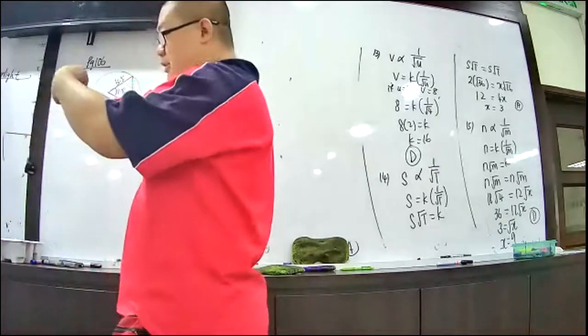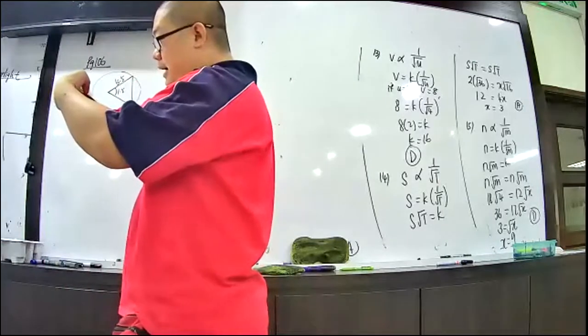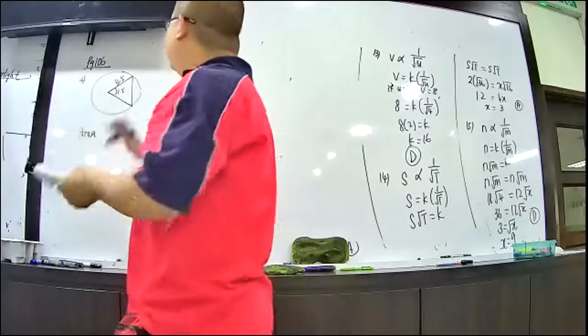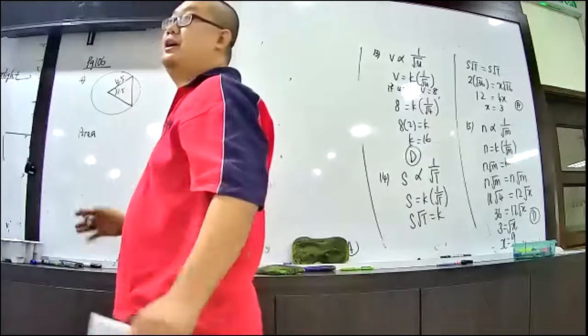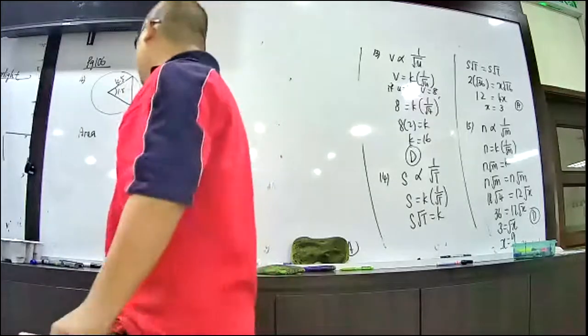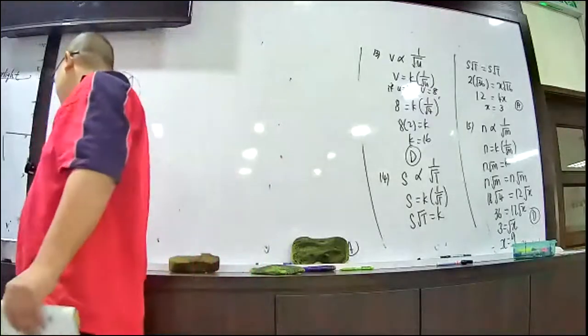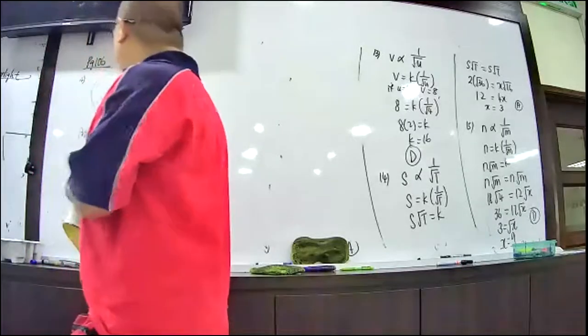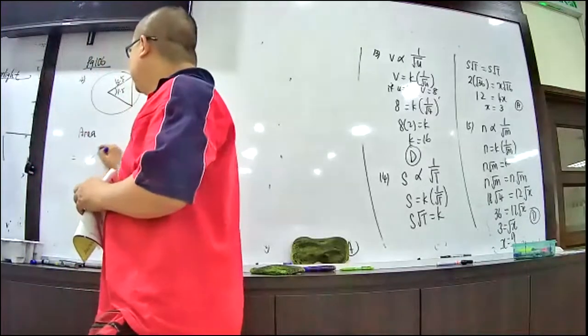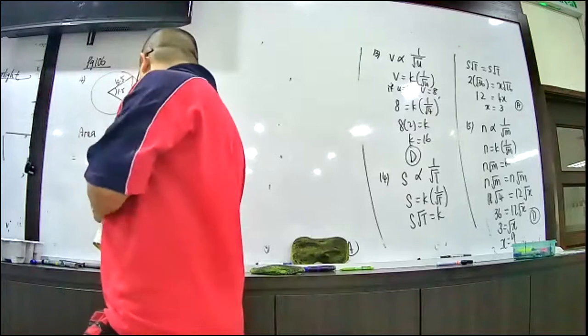Okay, I come. So you want to find the area of the shaded, huh? So I found that this area of the shaded actually is a triangle shape, right? So triangle shape means that you can use the triangular formula. So what are the triangular formula? Still remember or not?